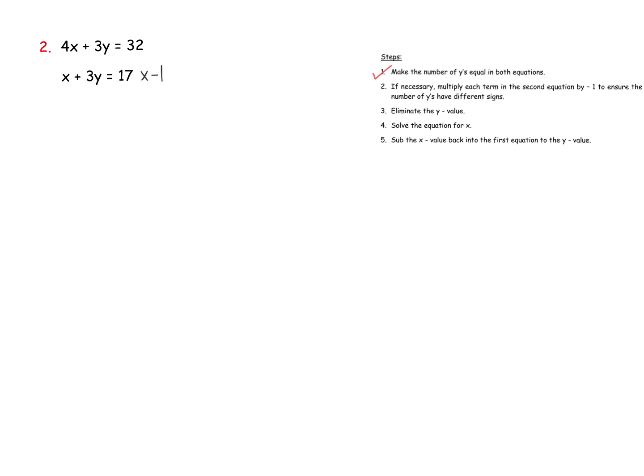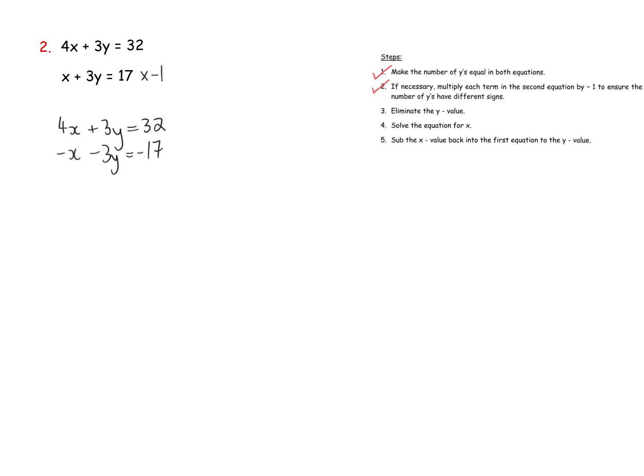So what we'll be left with is the first line stays the exact same, so we have 4x plus 3y is equal to 32, and the second line is multiplied by -1. So we're left with minus x minus 3y is equal to -17. Now we can check again, so now the signs in front of y have to be different. And here we have a plus 3y and a minus 3y. So the signs are different, so we can put a tick beside step 2.